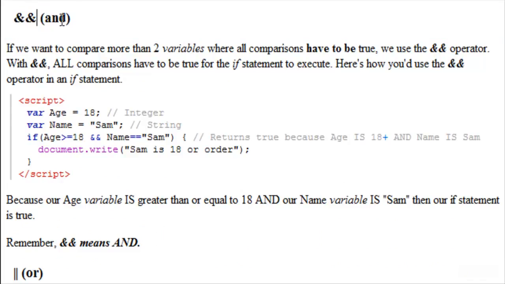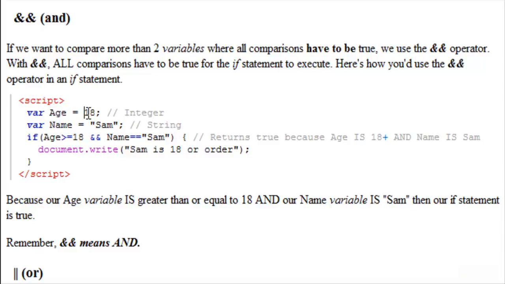Next we have the double ampersands. An ampersand means and just by itself. 2 of them together mean you're adding 2 comparison operators. If you want to compare more than 2 variables, where all comparisons have to be true, we use the and operator. Or, as you just say it, the and operator. With and, all comparisons have to be true for the if statement to execute. Here's how to use the and operator in an if statement.